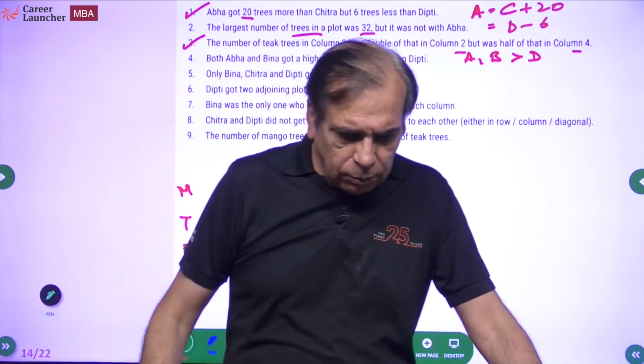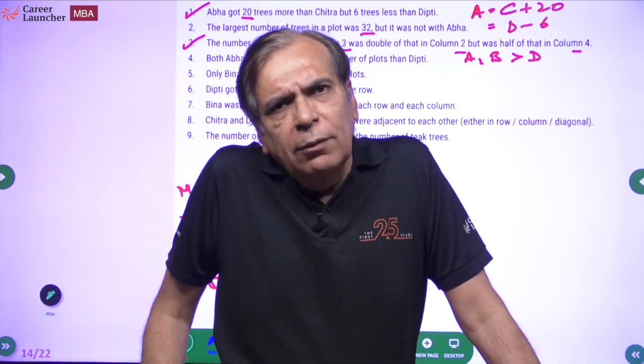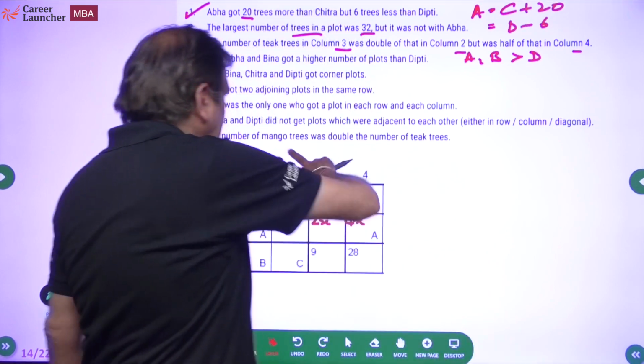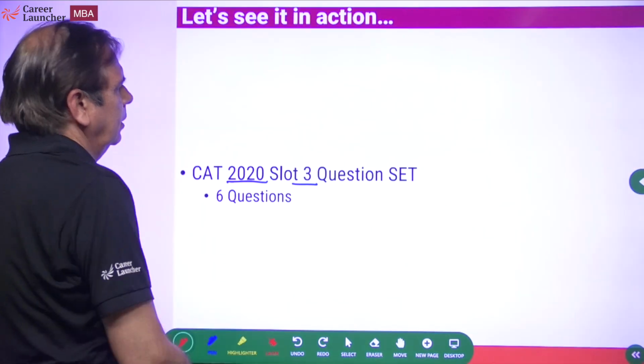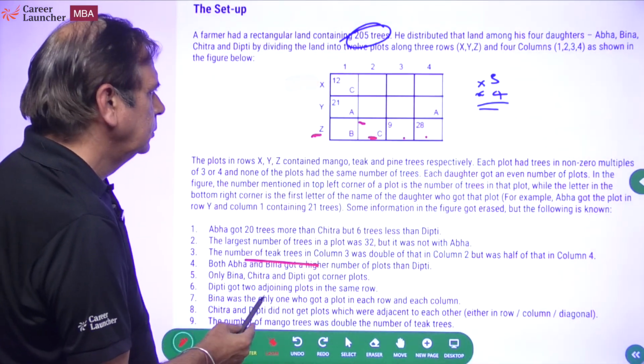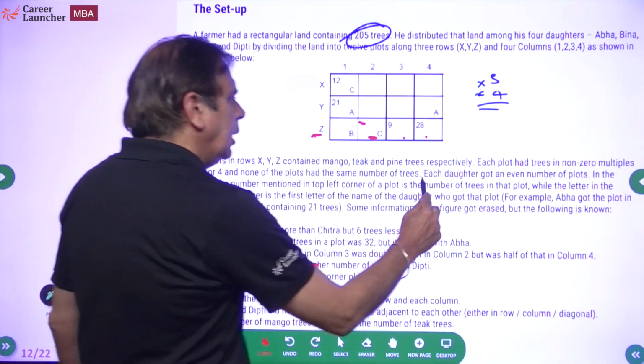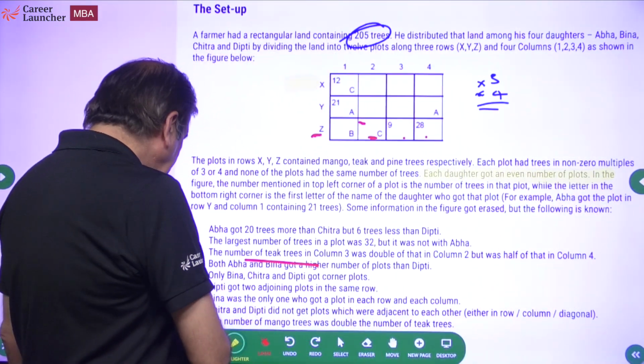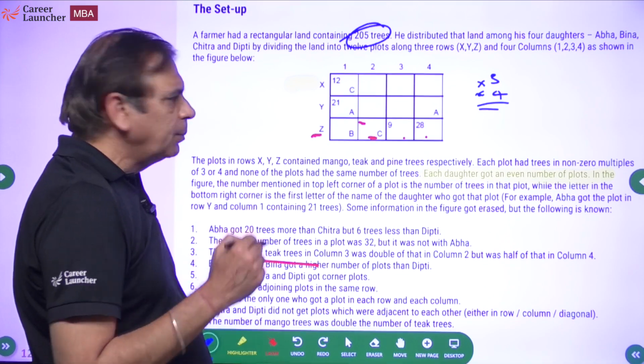Okay. Now, one of the pieces of information which was given, which I forgot to mention again and again so that you don't forget, was that the number of plots for each of the daughters was even. Okay. Just go back. Each daughter got an even number of plots. Okay. If each daughter has got an even number of plots, what does that mean?